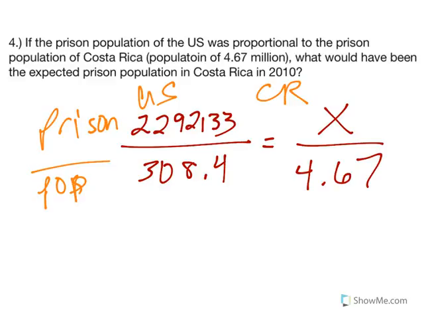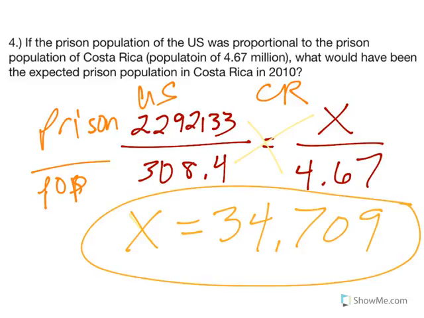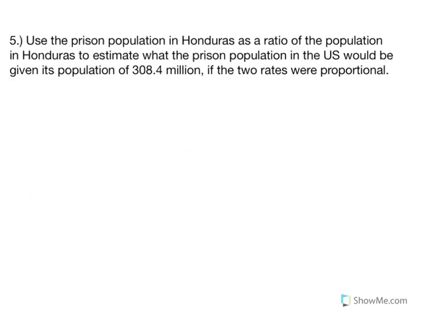So now, and I'm not going to go through all the steps, but we cross multiply and divide, and Costa Rica would be expected to have 34,709 people in prison if they were proportional to that of the United States. And then we go to the next problem.